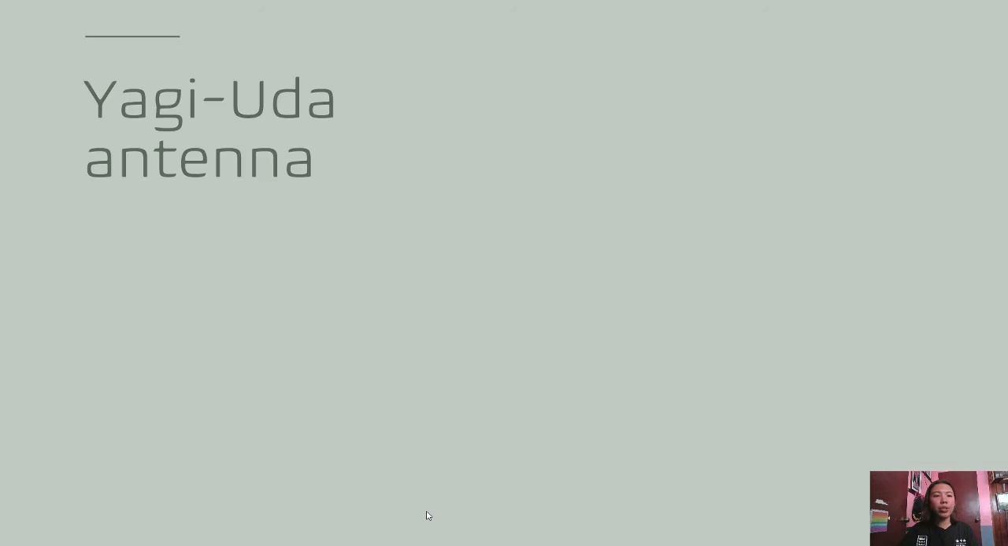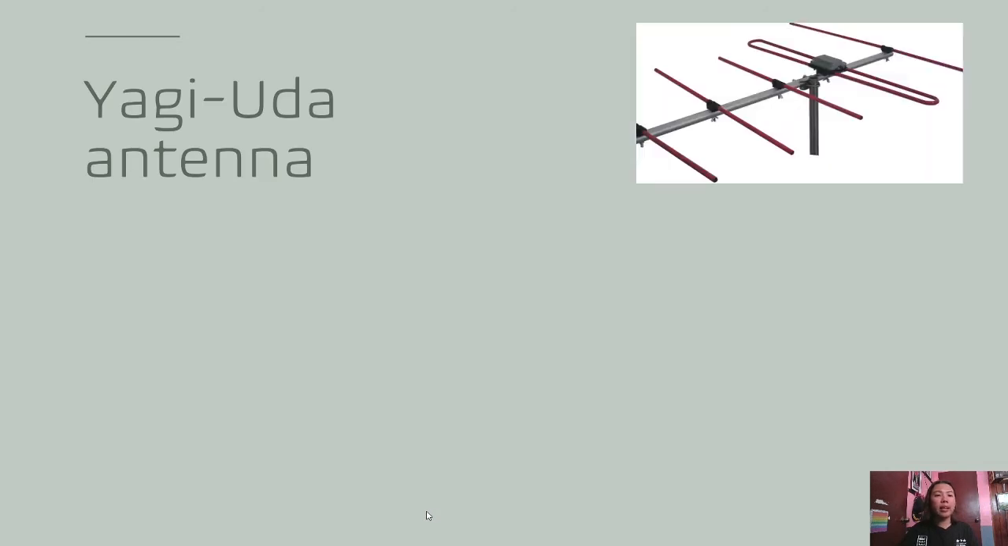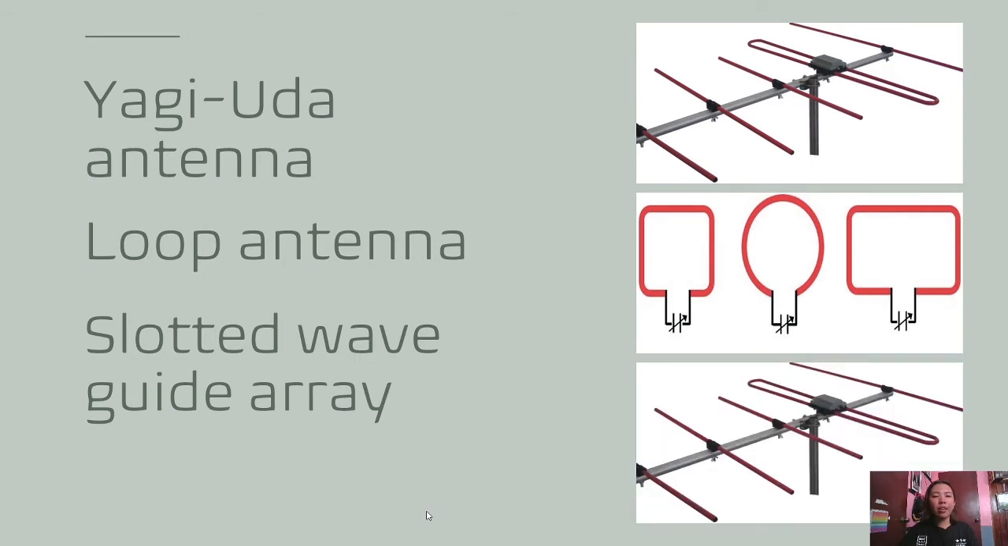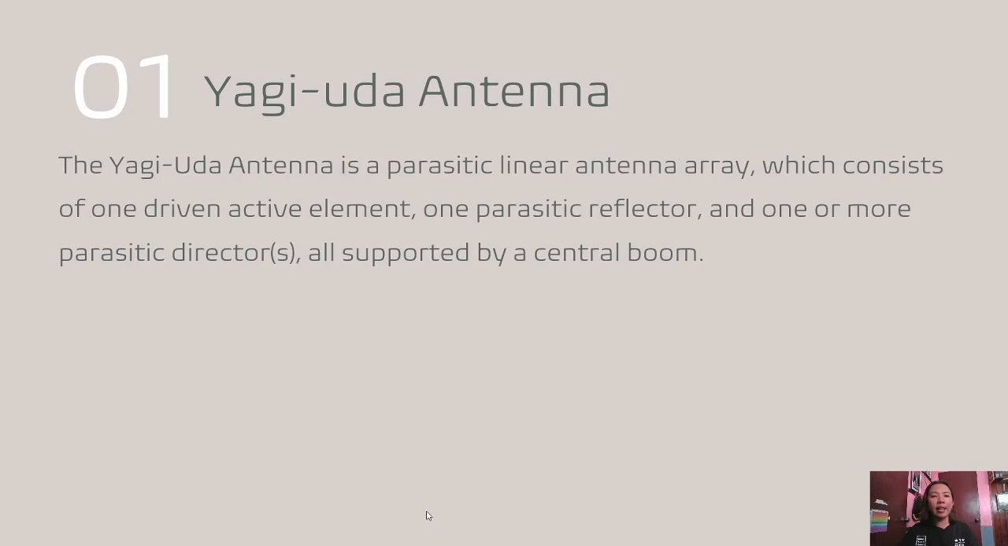I am Subere from the SECE 3A, and in this video, I am going to briefly discuss the three types of antenna, which are the Yagi-Uda antenna, the loop antenna, and the slotted waveguide array. So let's proceed to the first type, which is the Yagi-Uda antenna.